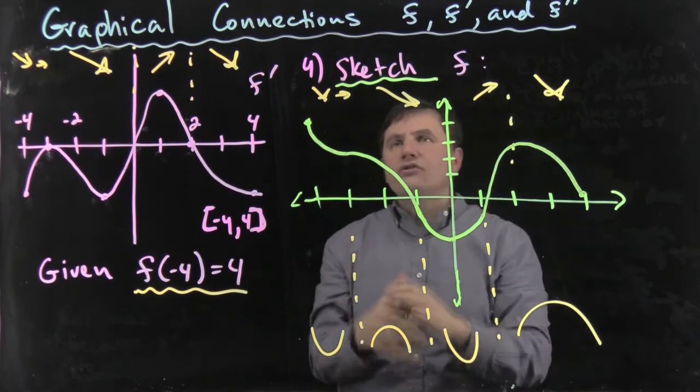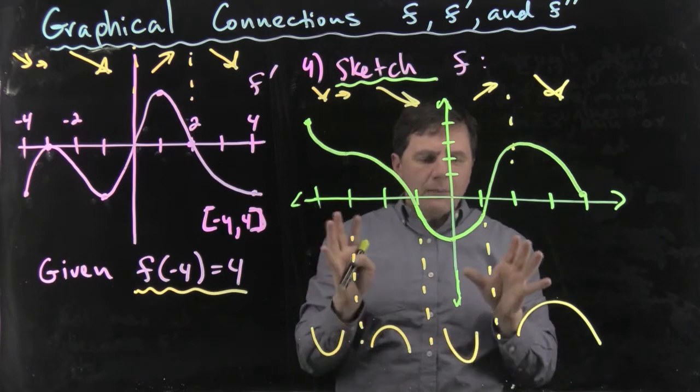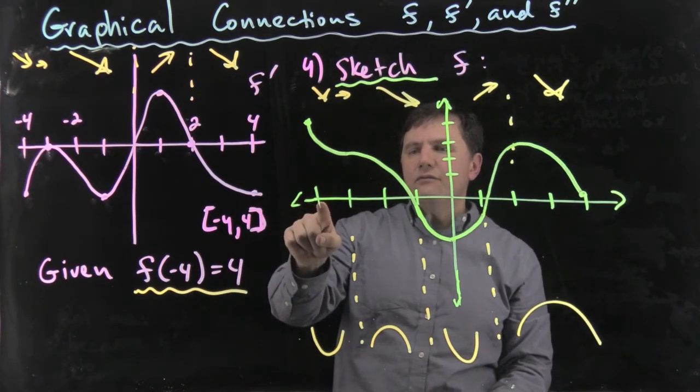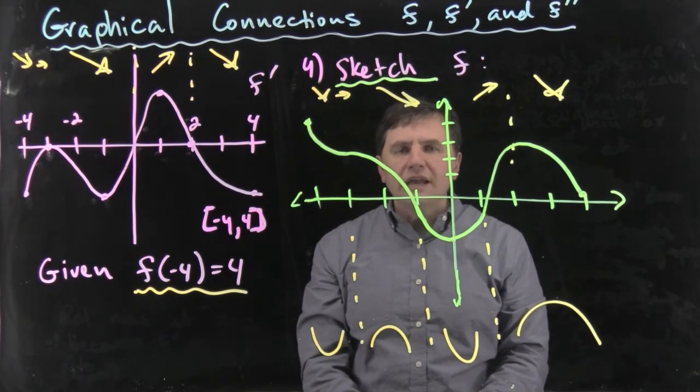When I grade yours, I will look at whether it looks like it's increasing when it's supposed to or decreasing. And I'll look at the general concavity. And then finally, we do have the one point, F of -4 is equal to 4. And that's it for graphical connections.